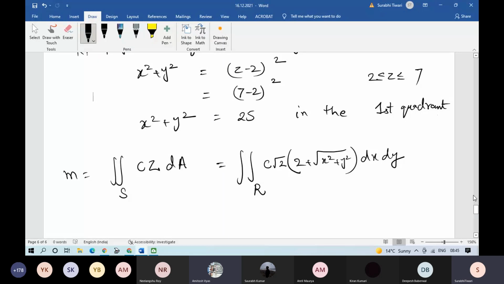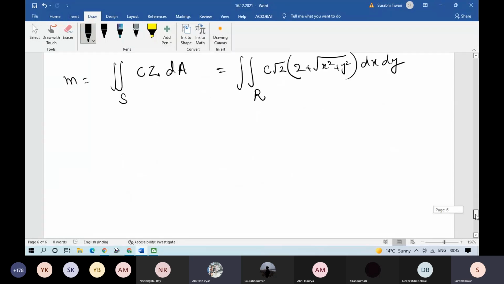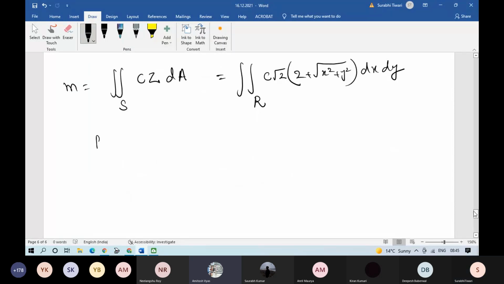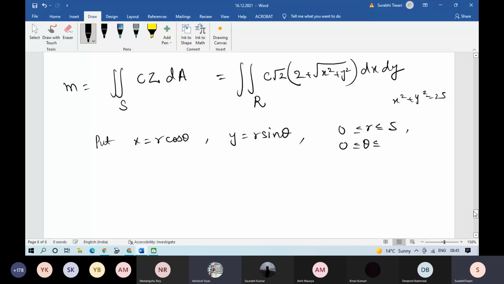Now इसे कैलकुलेट करने के लिए क्या करोगे? Put x is equal to r cos theta, y is equal to r sin theta, and r varies from, प्रोजेक्शन हमारा क्या आया है? x square plus y square is equal to 25. तो r varies from 0 to 5 and theta varies from 0 to pi by 2. सर्किल है ना.